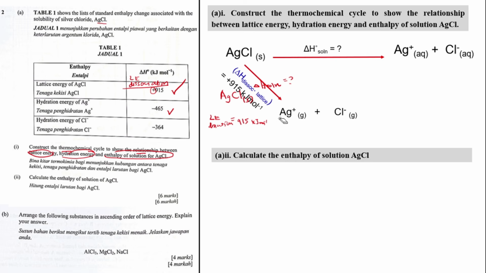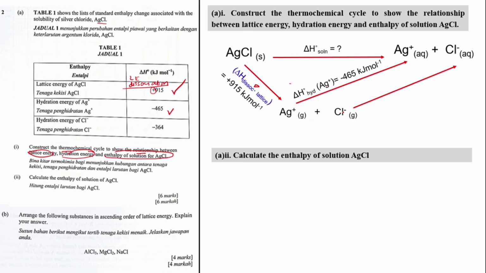And then this Ag plus gaseous ion can be hydrated to form Ag plus aqueous ion. So we're going to make an arrow and we're going to write the value of negative 465. Similarly, the Cl minus gaseous ion forms Cl minus aqueous ion with a delta H of Cl minus equal to negative 364 kilojoules per mole. Okay, so we have made a thermochemical cycle to show the relationship.